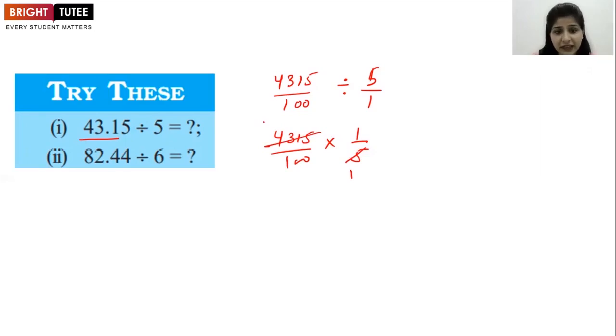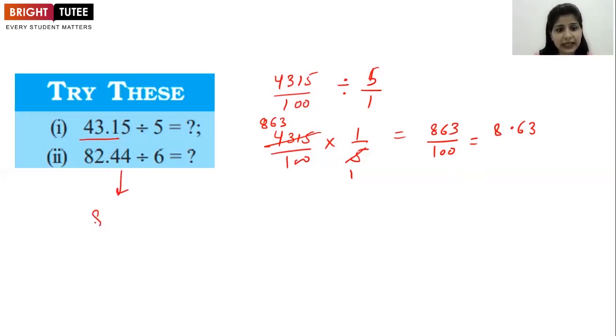It will definitely be divisible by 5. So 5 8s are 40. You are left with 3. 31 it becomes. 5 6s are 30 and then 1 is left. 5 3s are 15. 863 upon 100. As there are 2 zeros in the denominator, after the 2 digits we will place the decimal and the answer is going to be 8.63.